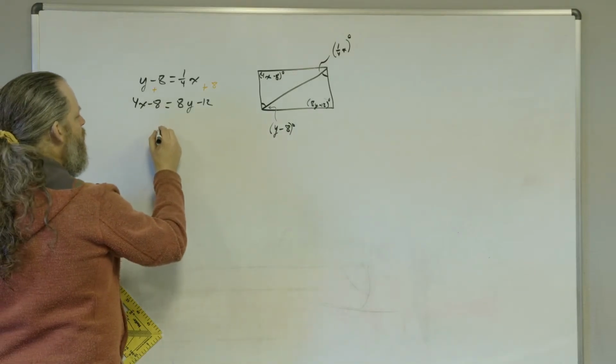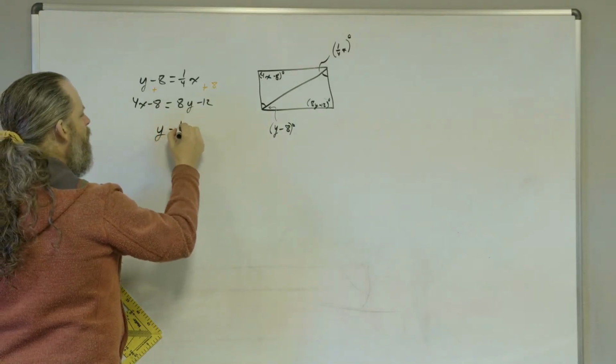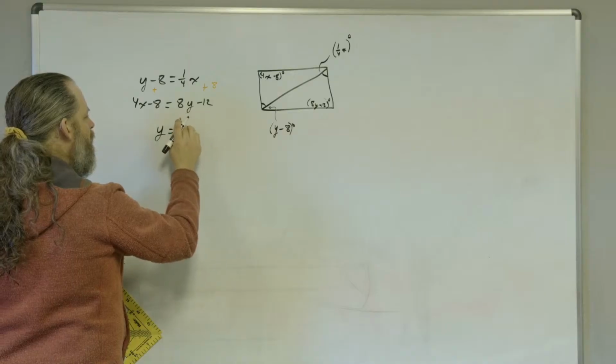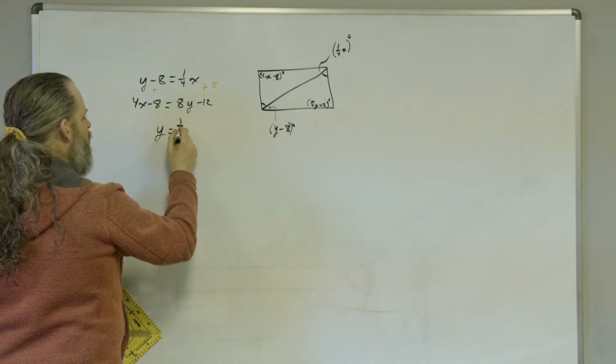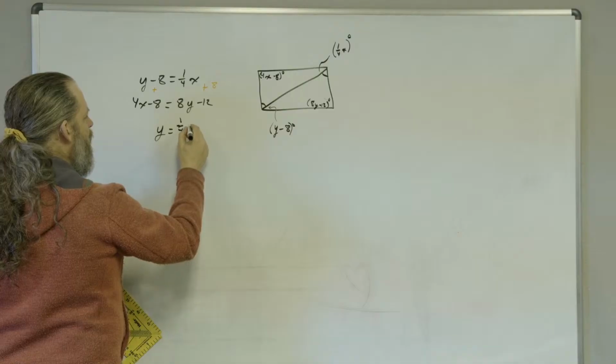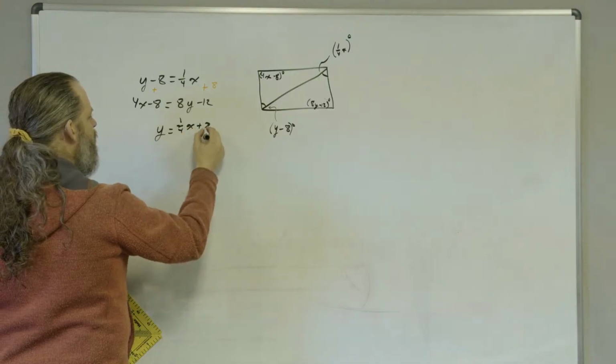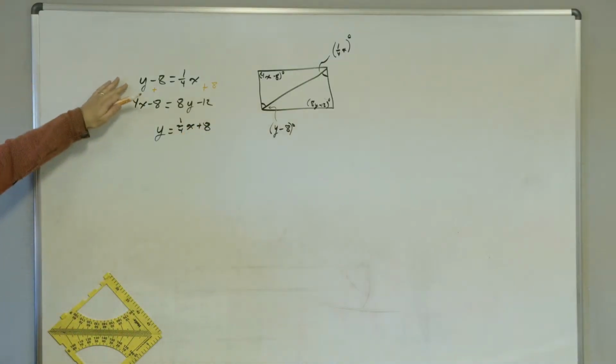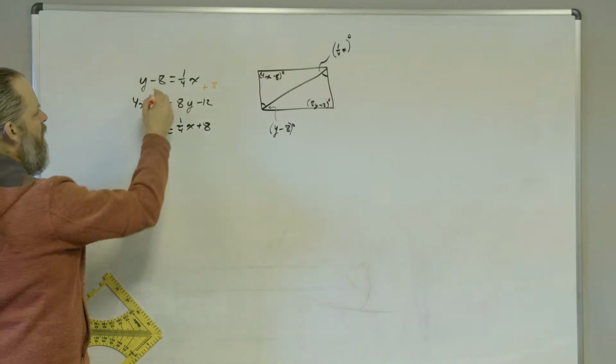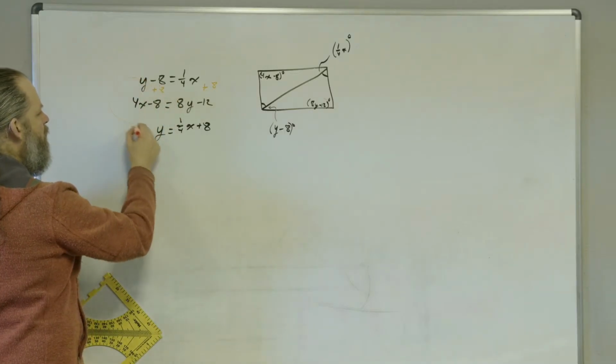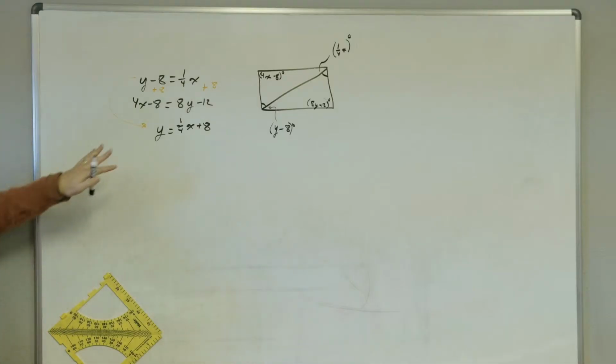So Y equals 1/4 x plus 8 from this first equation. Oh, I didn't write that. This is this one. So now that that all equals Y, what can we do with it?